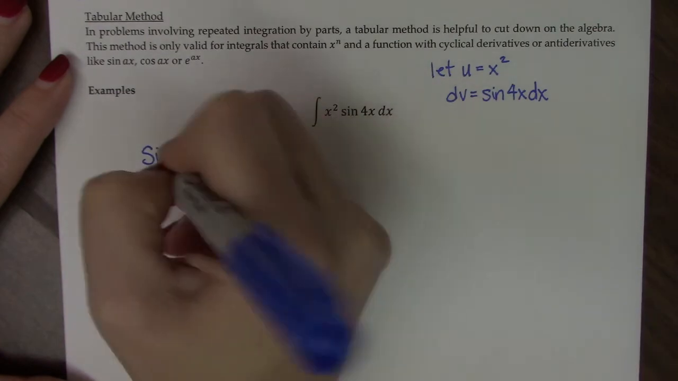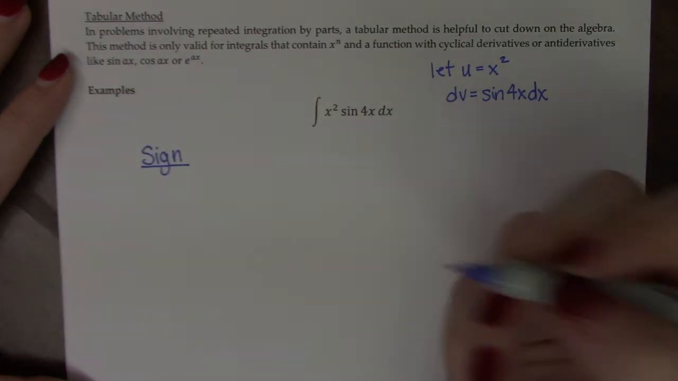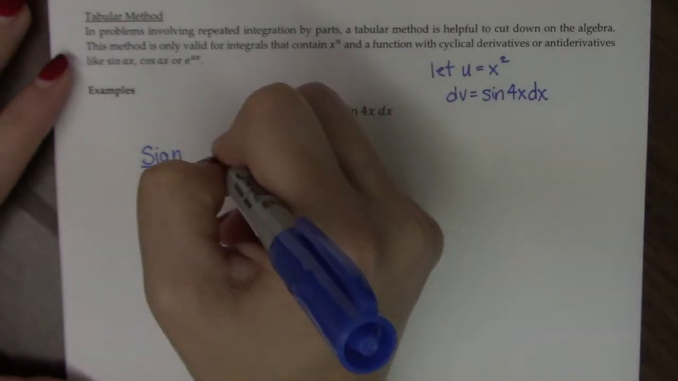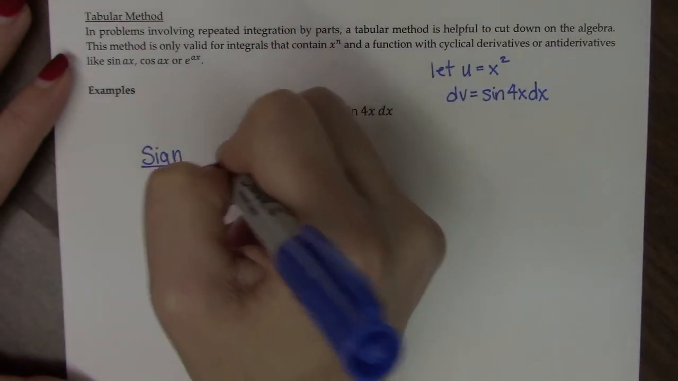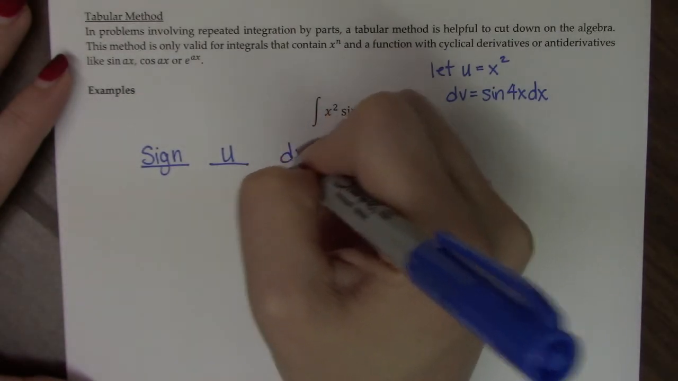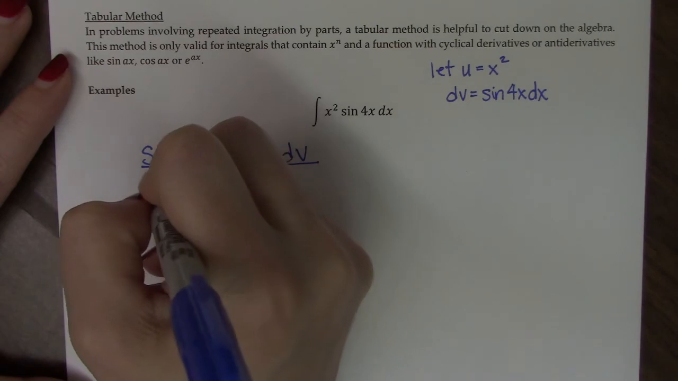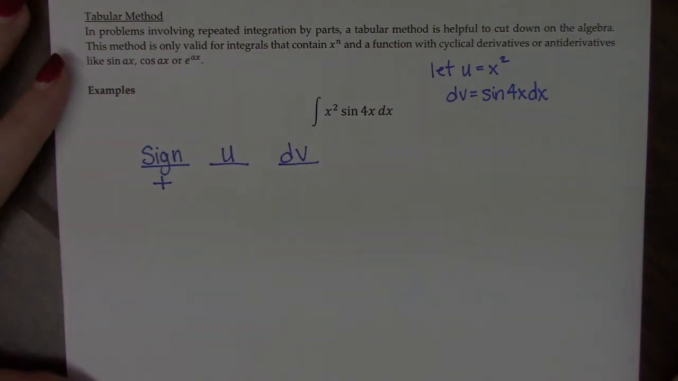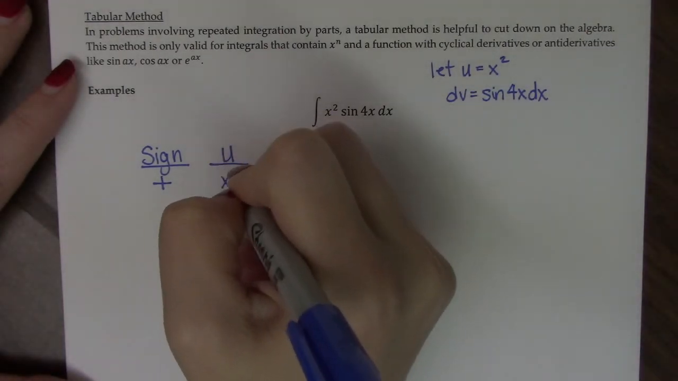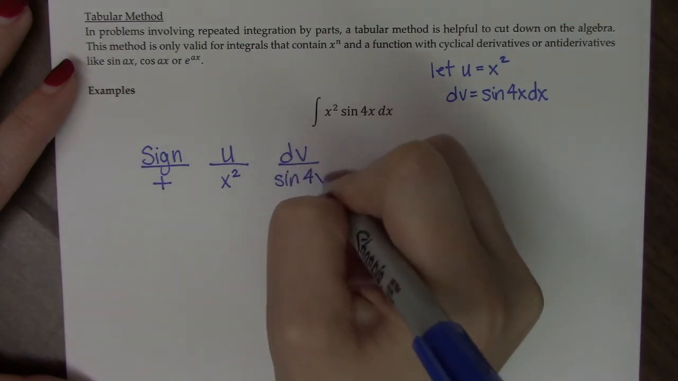Okay? So the first column of your table is going to be the sign, as in plus, minus, right? The second column is going to be the u's and their derivatives. And the third column is going to be dv and its antiderivatives. So you'll always start with a plus sign, because the theorem always has positive u times v. That's how it always starts off. So I'm going to put x squared, and I'm going to put sine 4x.